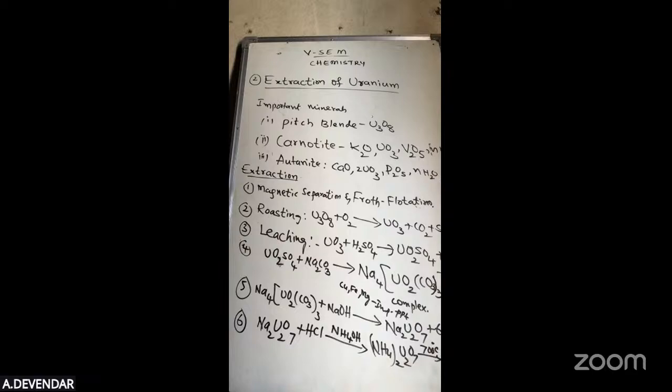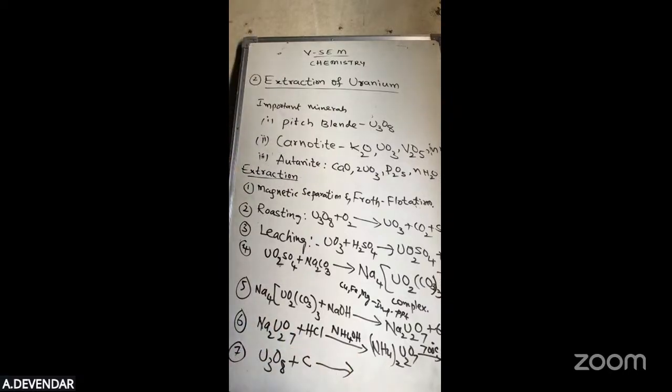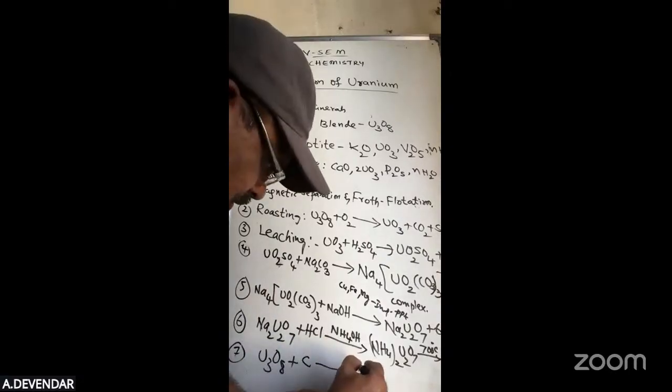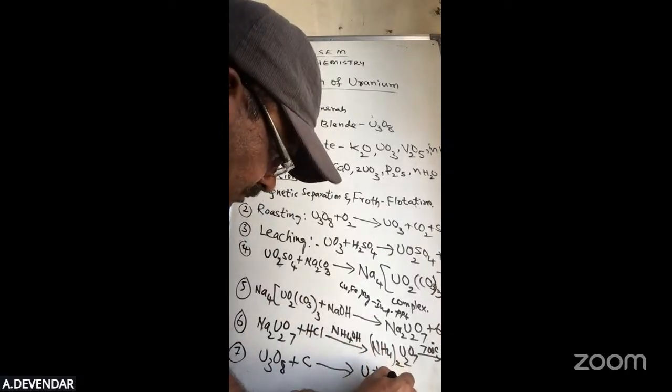Now this particular extraction of the uranium from the U3O8, whatever that one, it is treated with the carbon. That means in the furnace, the seventh step, pitchblende. It is pure pitchblende treated with the coke carbon. It is heated, particularly in an electric arc furnace. So you are getting uranium, and also carbon dioxide is removed out.